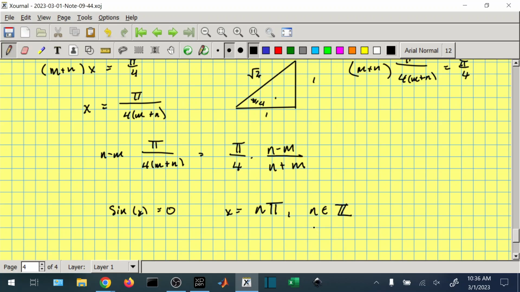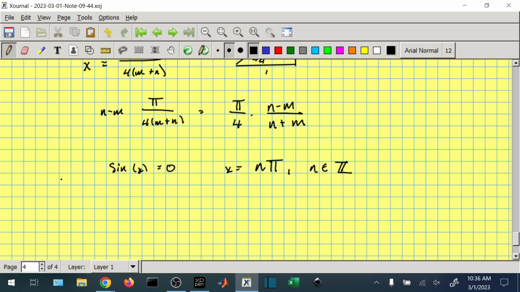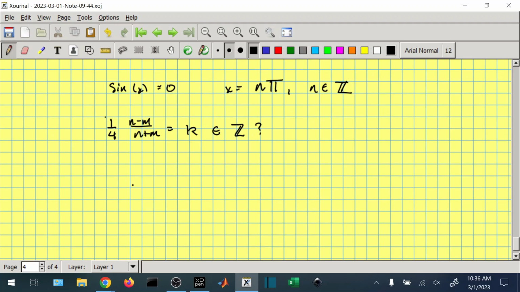So what we really need to know is, is 1/4 of n minus m over m plus n equal to some integer? Well, that would mean that n minus m over n plus m had to be 4 times an integer. And can that even happen?